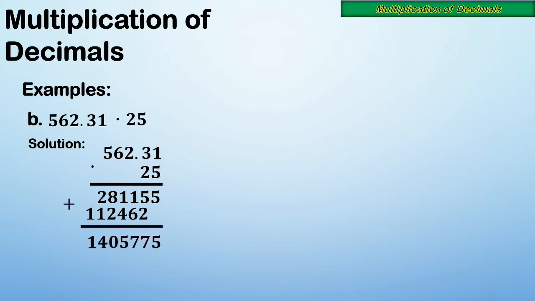Then after that, count the decimal place of multiplier and the multiplicand. The multiplicand, we have 2 decimal place. Since the multiplier, wala tayong decimal dito, then only 2 places. Therefore, for our product, we will move 2 decimal place. Okay, you can have that one. Then write the decimal point. Therefore, our answer is 14,057.75.